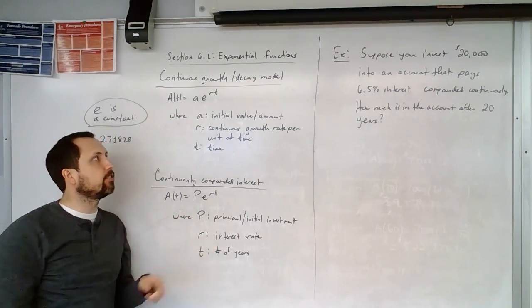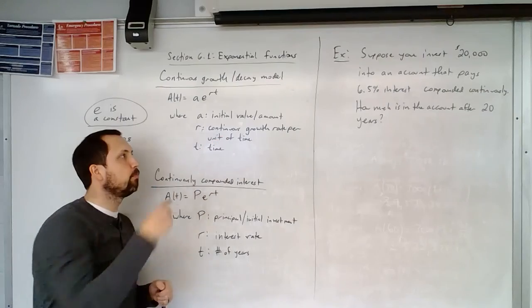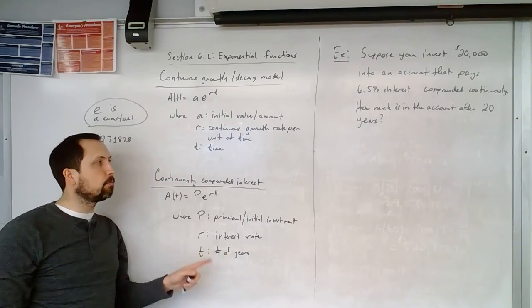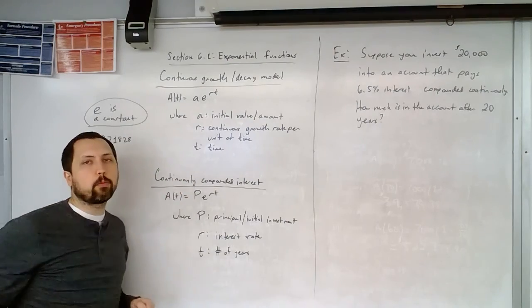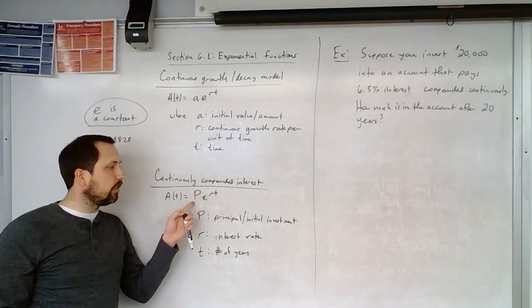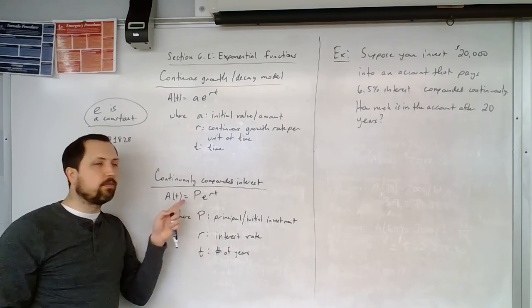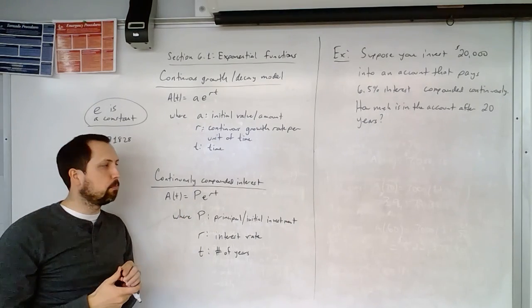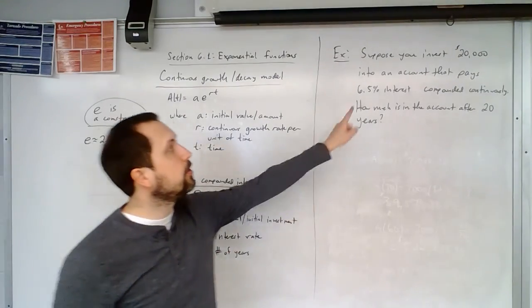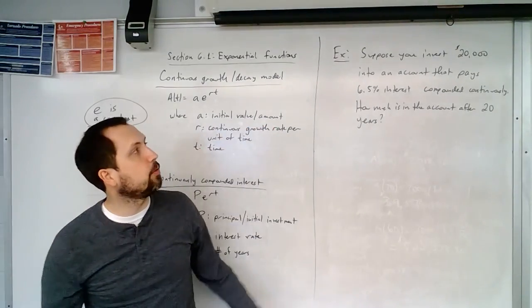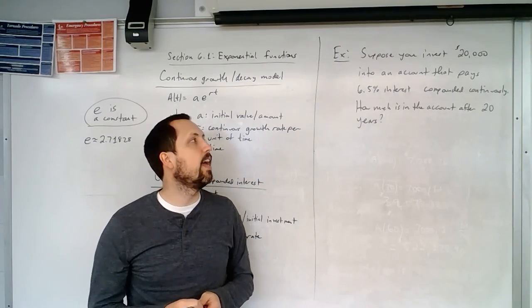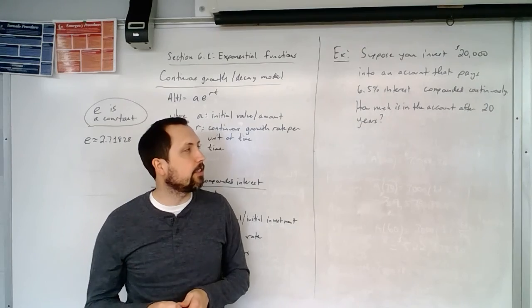R is the interest rate, our continuous growth rate per unit of time, and t is the number of years, so that's time. These two formulas are identical, so don't be confused by them. It's just using the notation that business people would prefer. Let's take a look at an example. Suppose you invest $20,000 into an account that pays 6.5% interest compounded continuously. How much is in your account after 20 years?